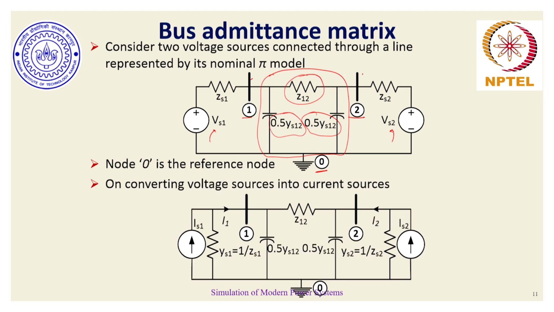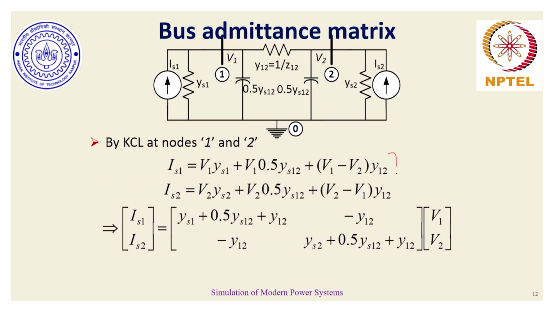If we convert these voltage sources into corresponding current sources, we understand how it can be done from source transformation. And from here, if we now apply KCL at node 1 or bus 1 and bus 2, then we get these two equations, which can be compiled in terms of the source currents Is1 and Is2 being represented in terms of V1 and V2.